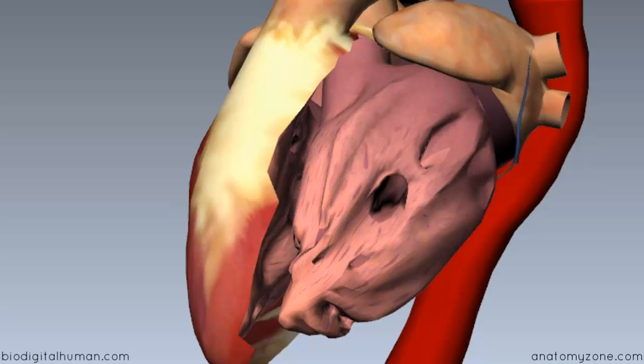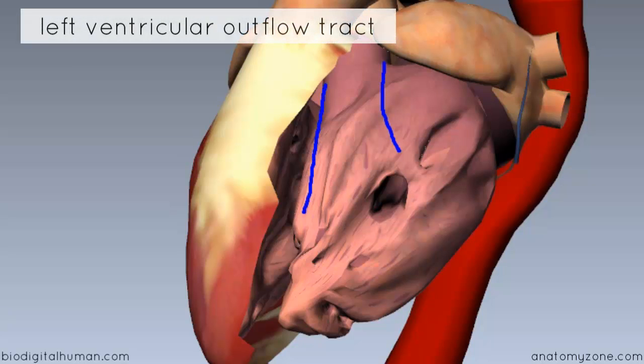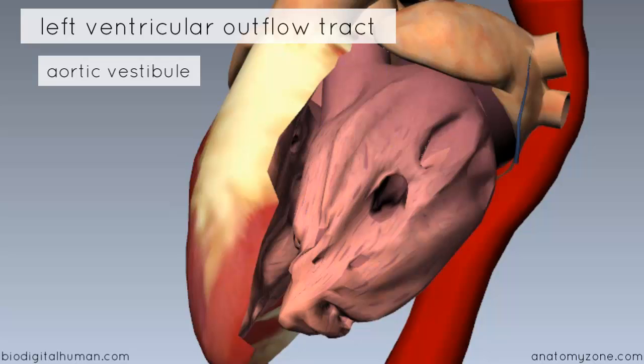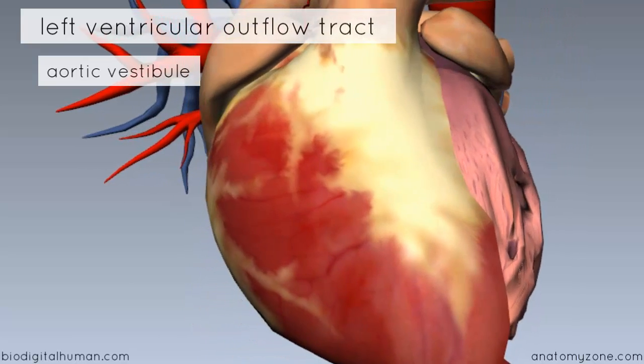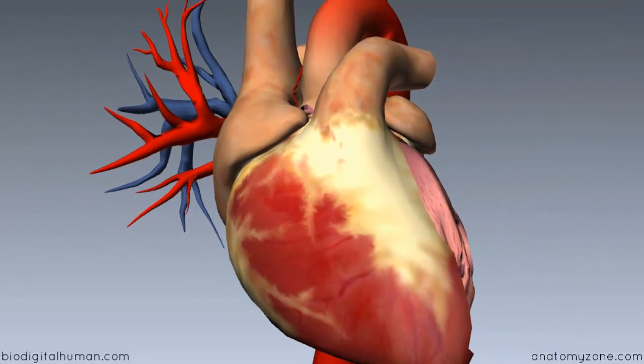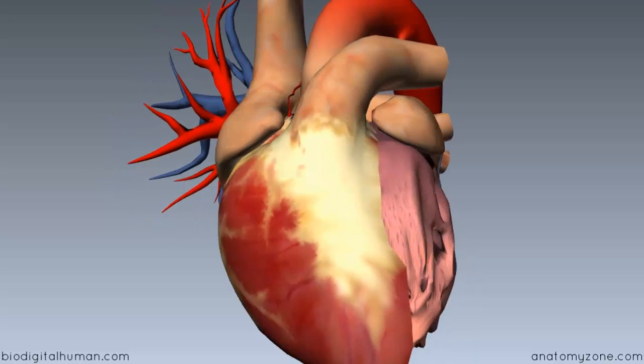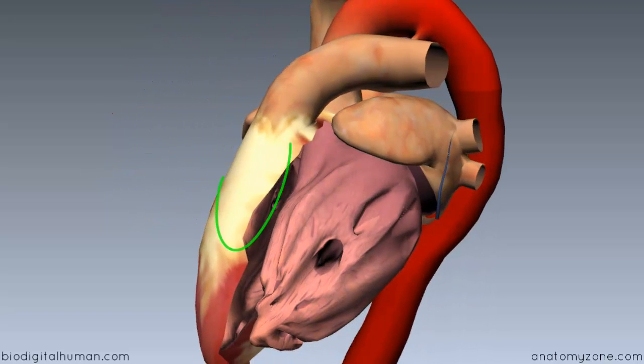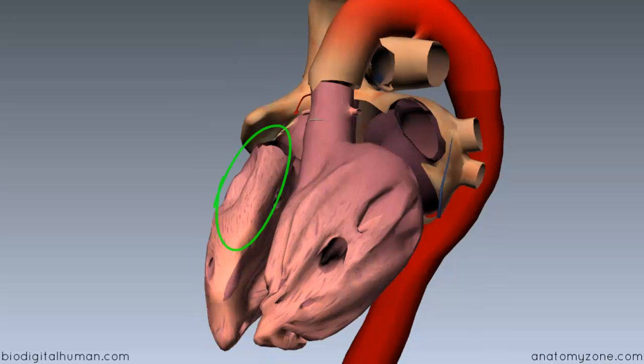So when blood is pumped out of the left ventricle, it ascends through this outflow tract, this left ventricular outflow tract, which is known as the aortic vestibule. So this outflow tract is continuous with the ascending aorta above. And if I rotate the model round, you can see the relationship of the aortic vestibule to the right ventricular outflow tract. So the right ventricular outflow tract here sits anteriorly to the left ventricular outflow tract.